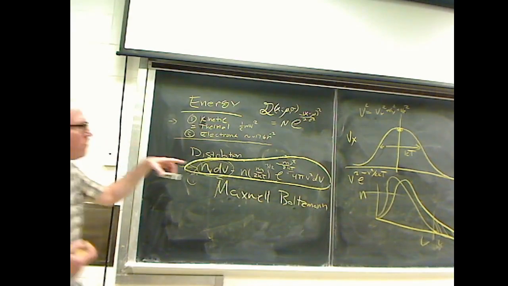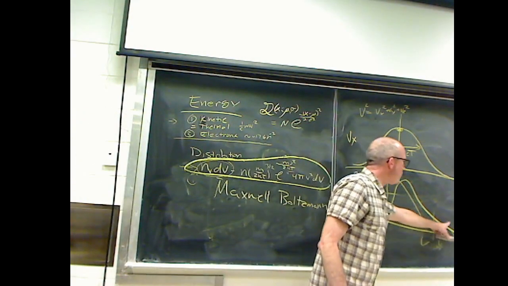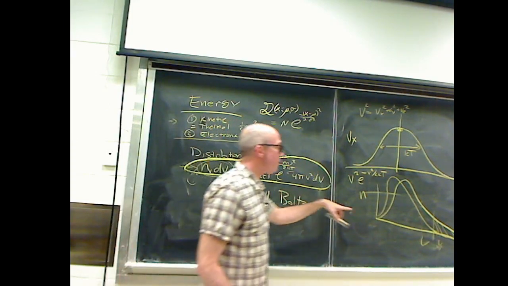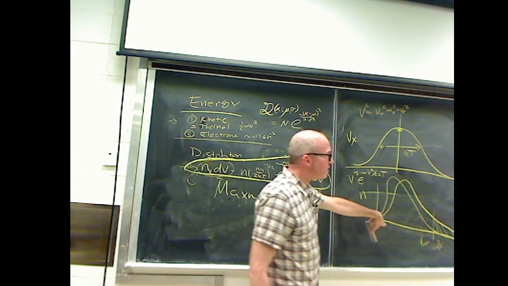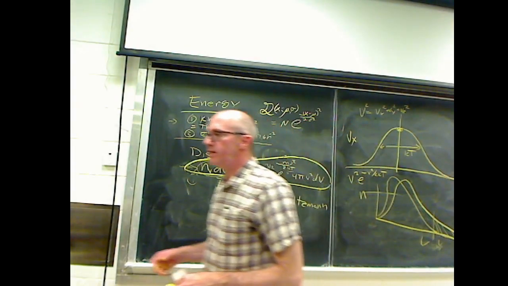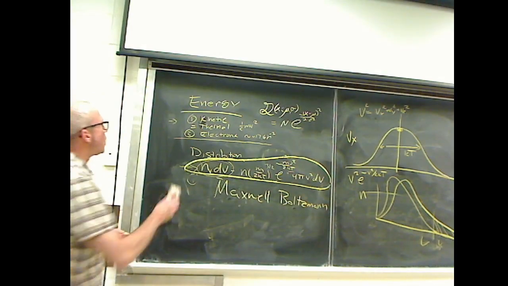Okay, so now we know how many atoms I have at a certain energy. Let's talk about how many atoms with a certain kinetic energy. Let's talk about how many atoms I have with a certain electronic energy. And the electronic energy is quantized.